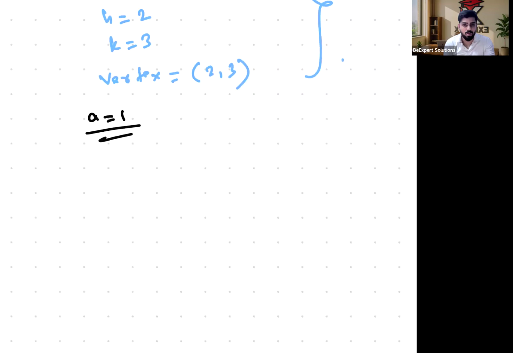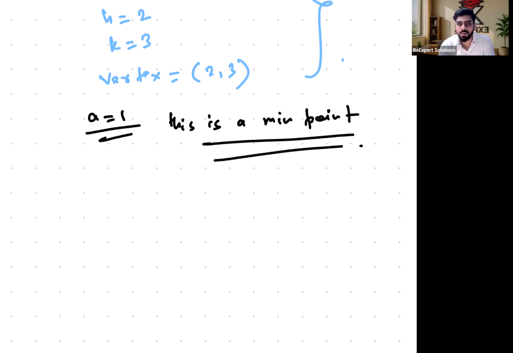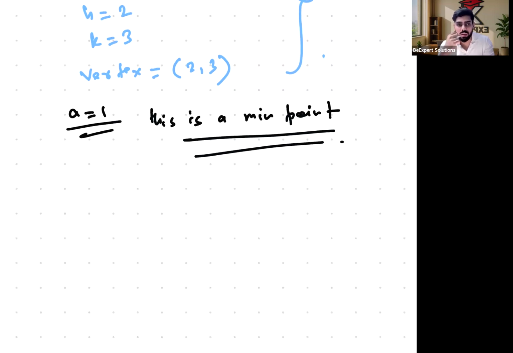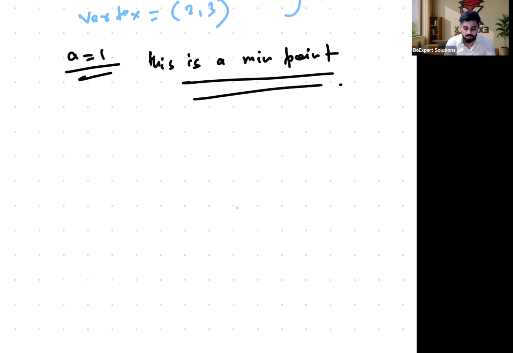Again, I repeat, because A is positive, this will give you the minimum point of the parabolic graph. So the answer is vertex is (2, 3), and you will also get the minimum value, which is 3 in this case. Minimum value you got, and you also got the vertex. Minimum value is 3.